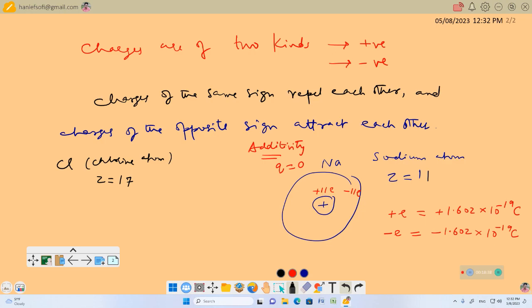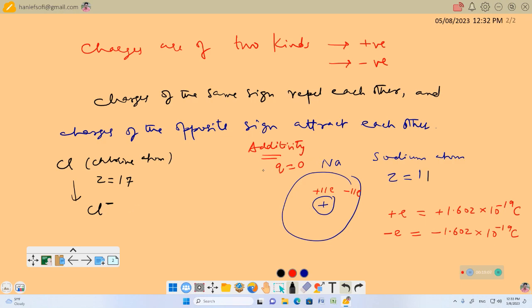Then what happens? First they possess this charge. So what happens? Chlorine becomes chlorine negative. By chlorine negative, we mean it has gained an electron. That means now its extra nuclear part contains 18 electrons, but the nucleus contains 17 protons. So the net charge is minus e.